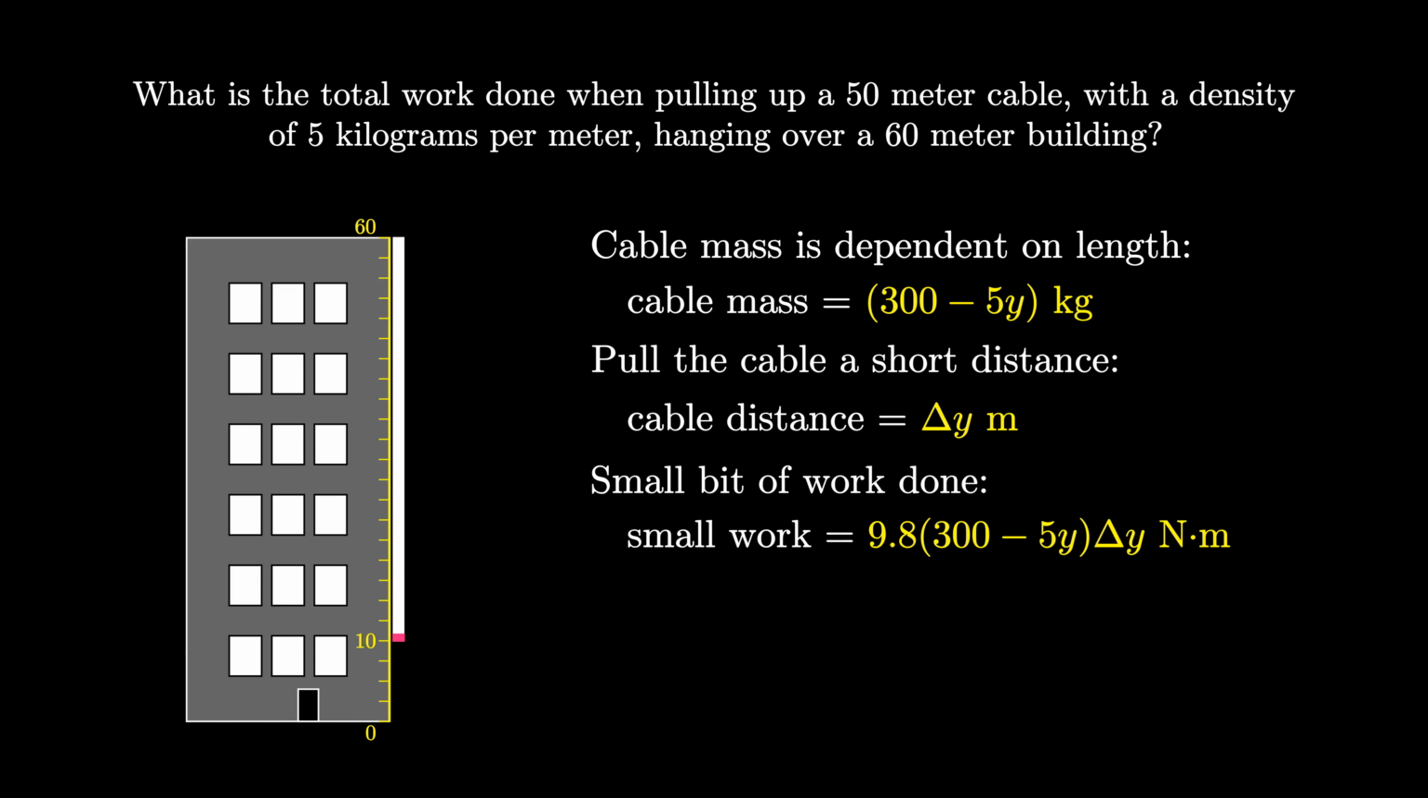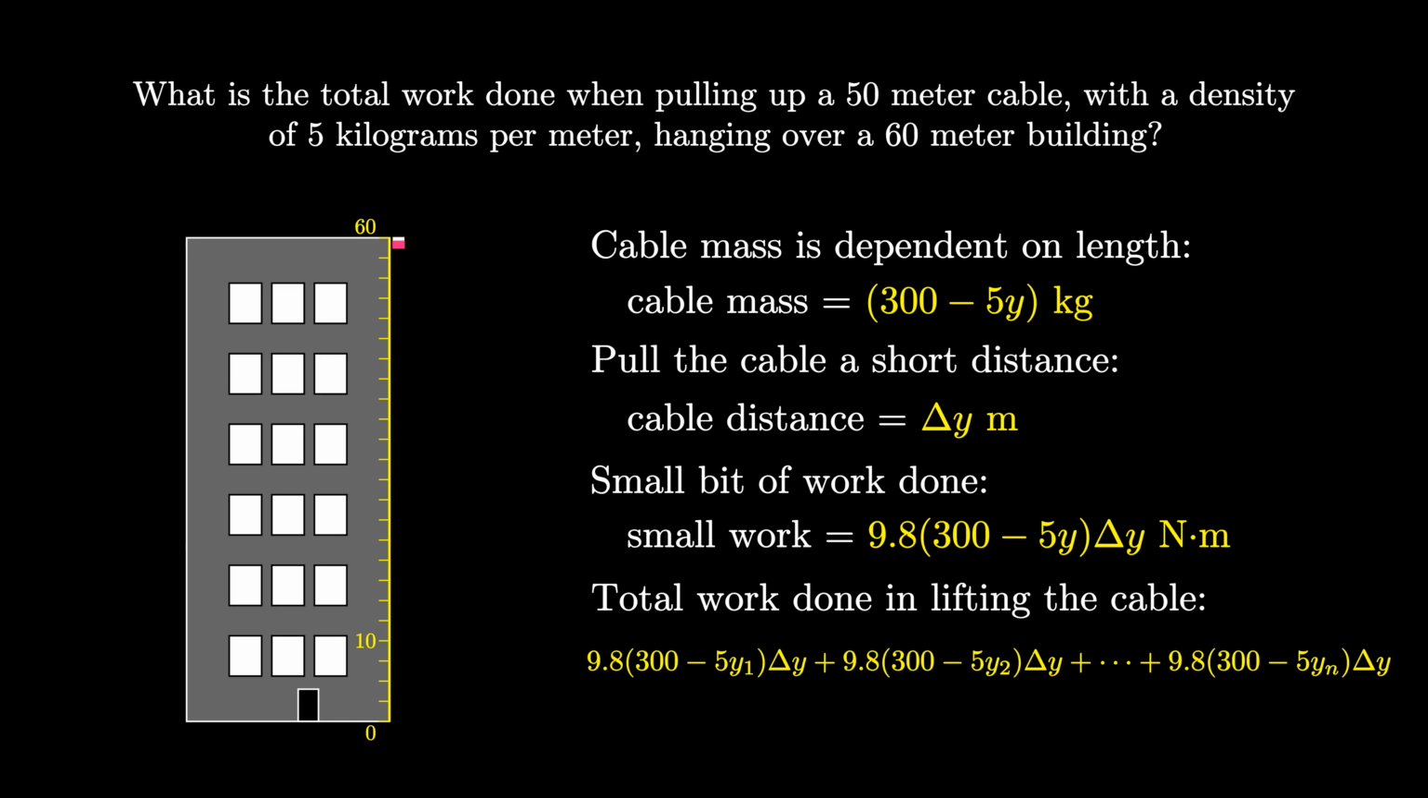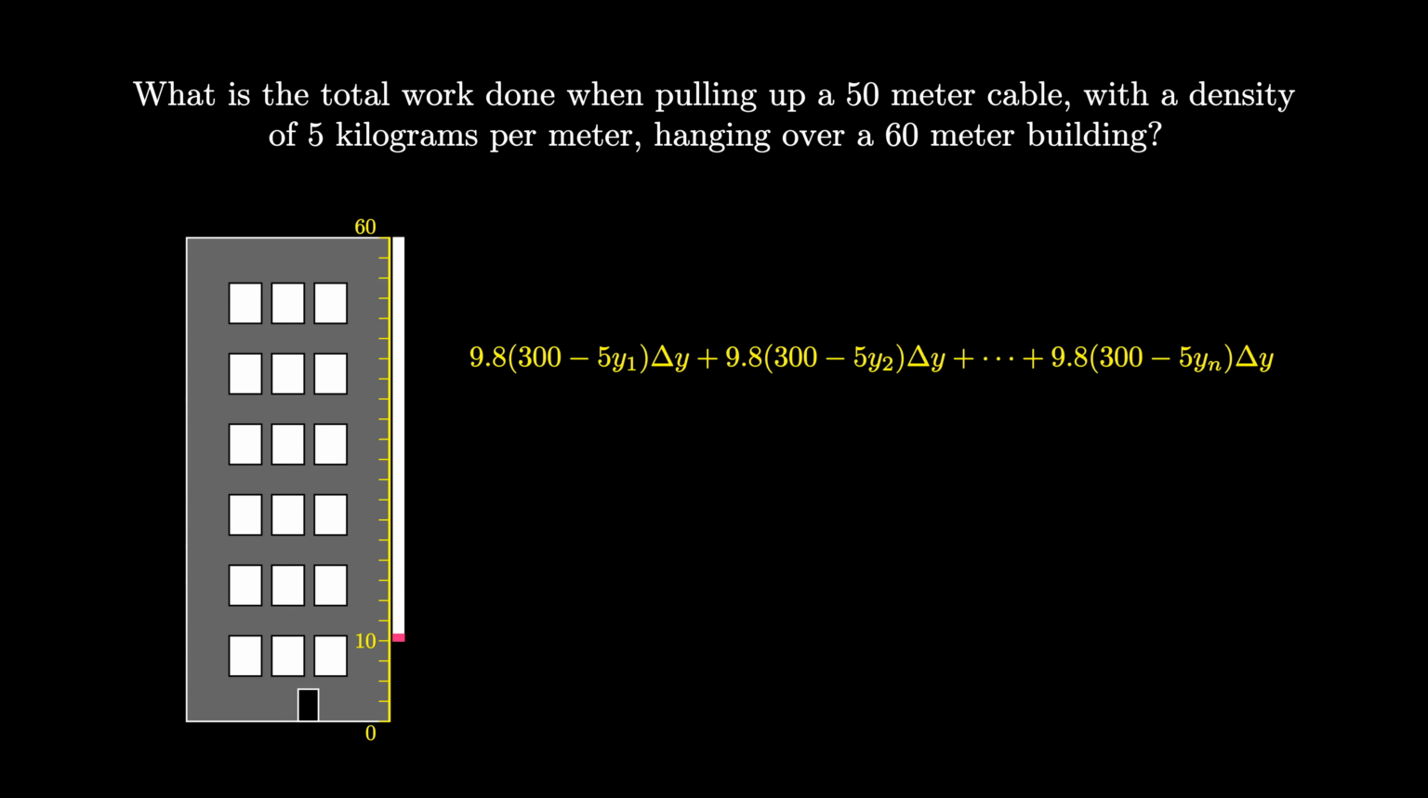Once again, we get the total work done by adding up the work done on all the tiny pulls, one at each y-coordinate. Here we would get 9.8 times 300 minus 5y1 times delta y, plus 9.8 times 300 minus 5y2 times delta y, and so on, adding up until we get to 9.8 times the quantity 300 minus 5y sub n times delta y. Once again, as we let delta y get smaller and smaller, this sum becomes an integral.